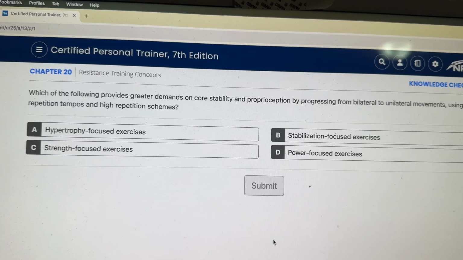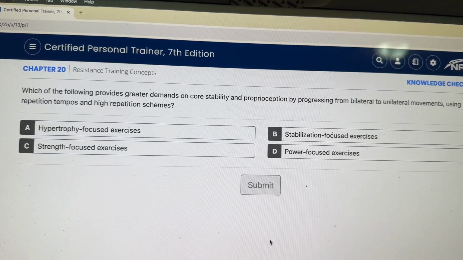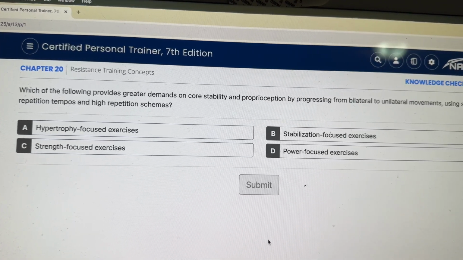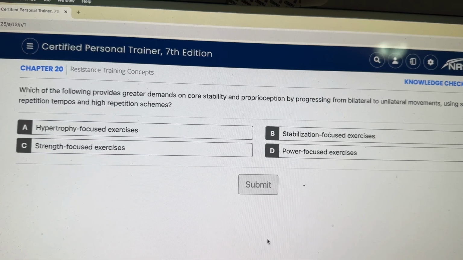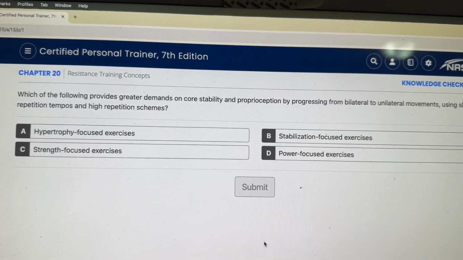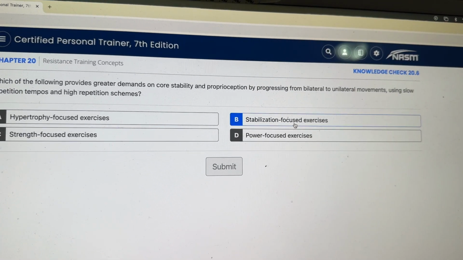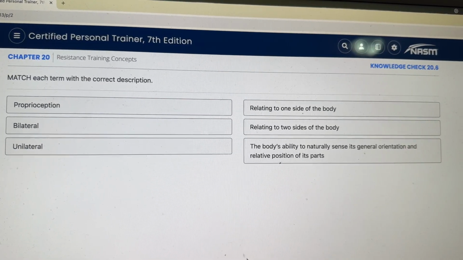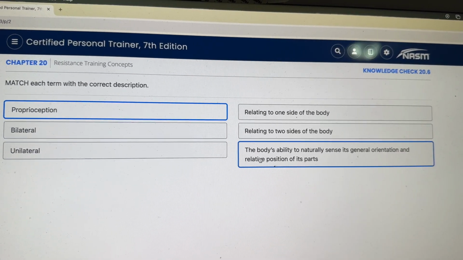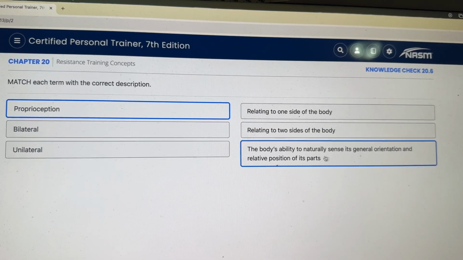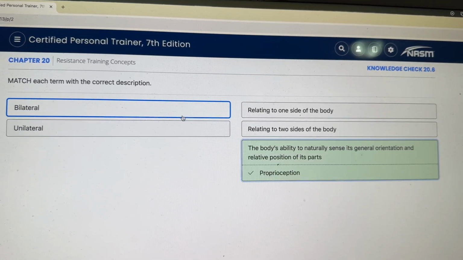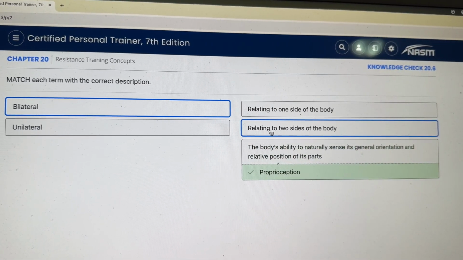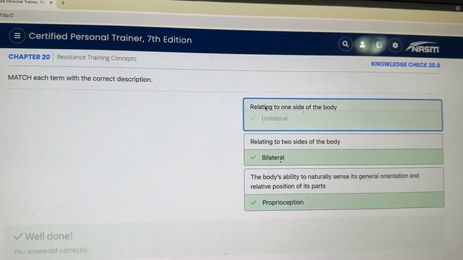Which of the following provides greater demands on core stability and proprioception by progressing from bilateral to unilateral movements using slow repetition tempos and high repetition schemes? Stabilization focused exercise. Match each term with the correct description. Proprioception, the body's ability to naturally sense its general orientation and relative position of its parts. Bilateral, relating to 2 sides of the body. Unilateral, relating to 1 side of the body.